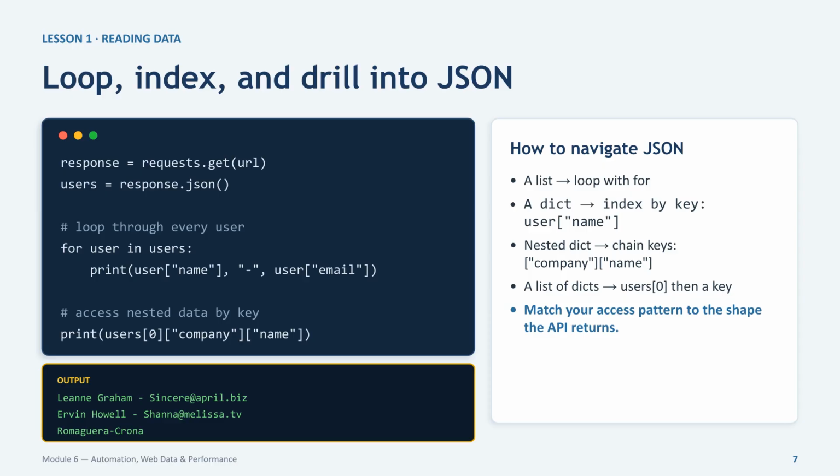Navigating JSON data depends on its structure. If the data is a list, loop through it. If it is a dictionary, access values by their keys. If the structure is nested, simply chain the keys. Just match your access pattern to the structure of the data returned by the API.